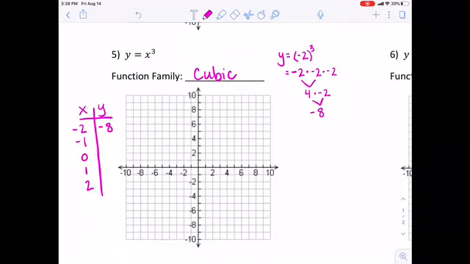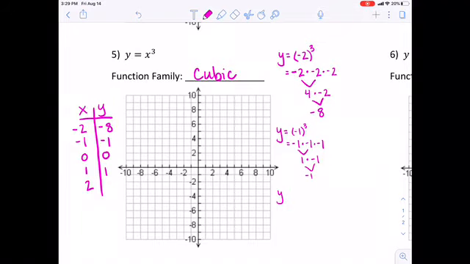If I plug in -1, then I'll have that y equals -1 to the third power, which is the same thing as -1 times -1 times -1. Well, -1 times -1 is +1. Multiply that by -1 and we get -1. Okay, 0 to the third power is going to be 0 because of course 0 times 0 times 0 is 0. 1 to the third power is 1 because 1 times 1 times 1 is 1.